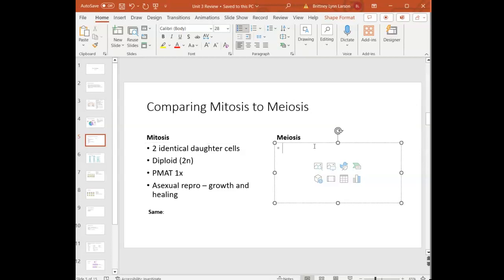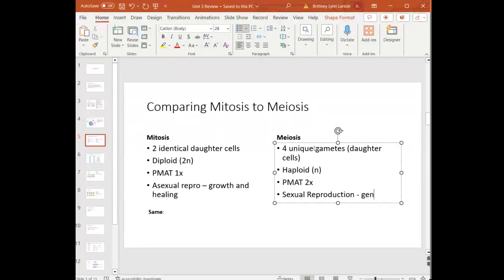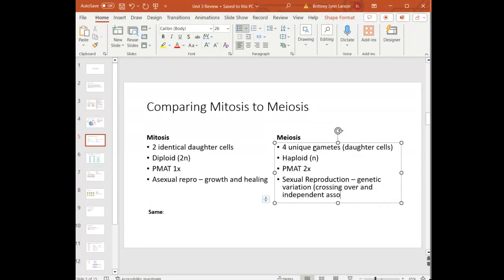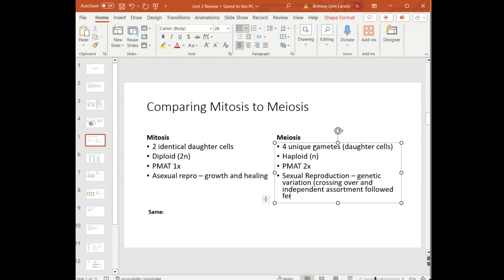And then I like to always go to meiosis and see if I can do a direct comparison. You guys have done this a couple of times now, but if I know there are 2 identical daughter cells in mitosis, I'm getting 4 unique gametes in meiosis, which are the types of daughter cells. These are all haploid, so they're going to be N, not 2N, half the number of chromosomes. It goes through PMAT twice, and this is sexual reproduction, which means we get genetic variation here, and that is through crossing over and independent assortment, as well as fertilization.